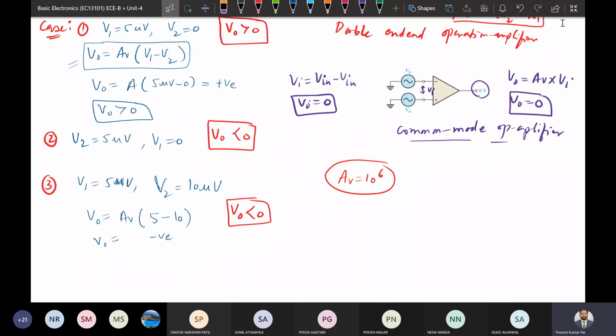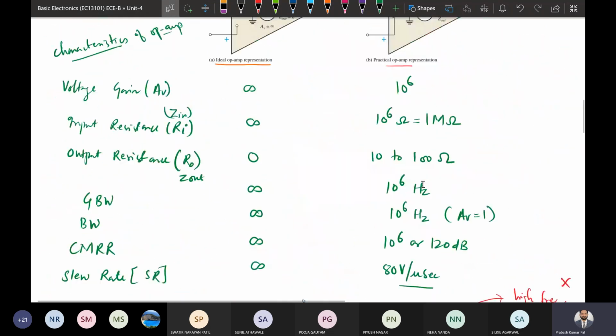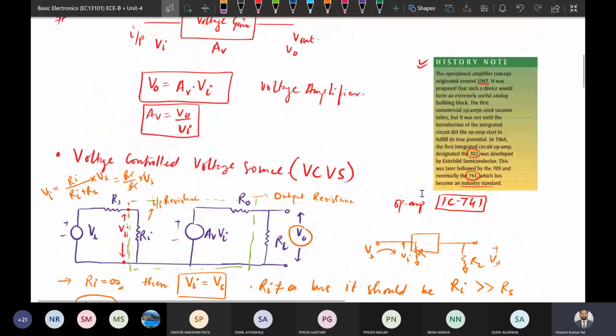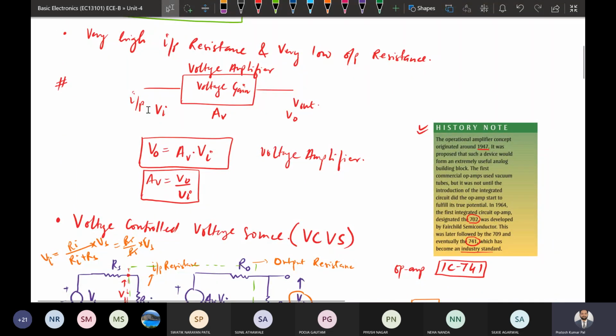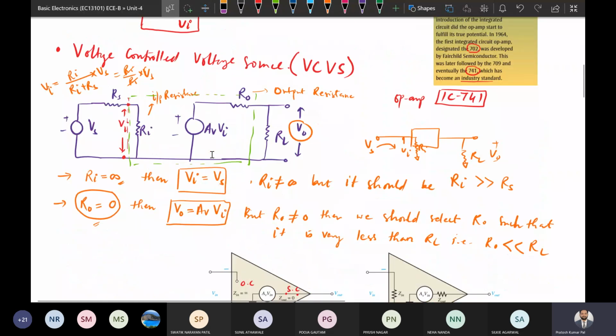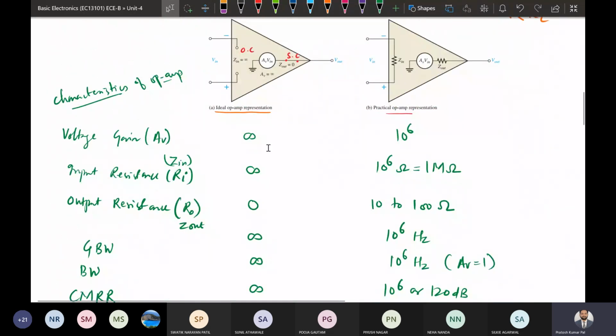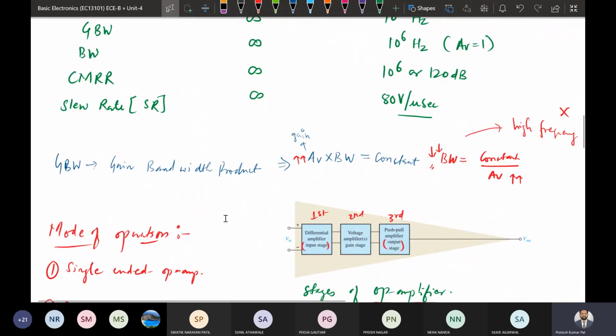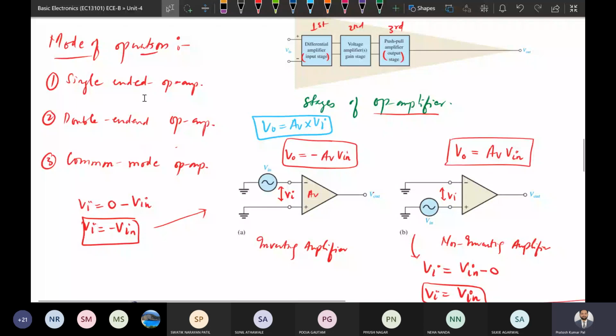In the previous class, we have seen the basics of the operational amplifier, and that the operational amplifier is nothing but a voltage amplifier. That means we provide an input voltage, and with respect to that we get an output voltage, which is the gain of the amplifier multiplied by the input voltage. We have also seen the ideal and practical operational amplifiers, their characteristics, and the different modes of operation.